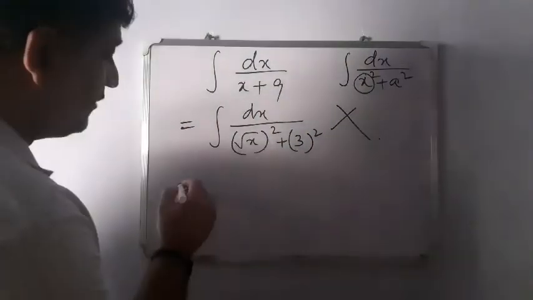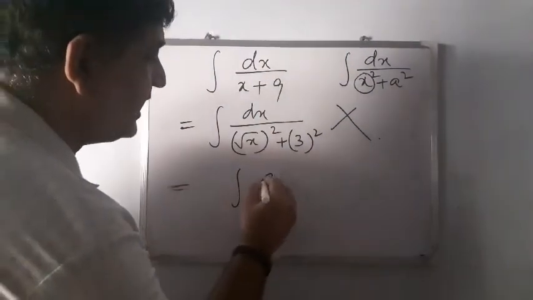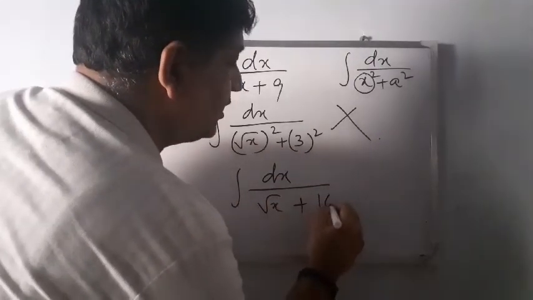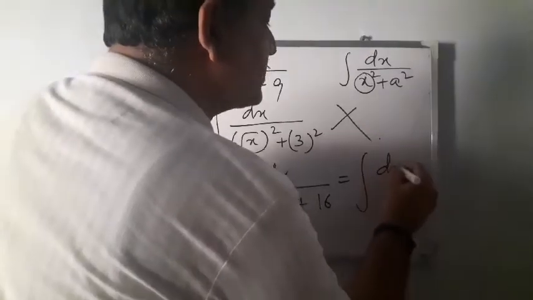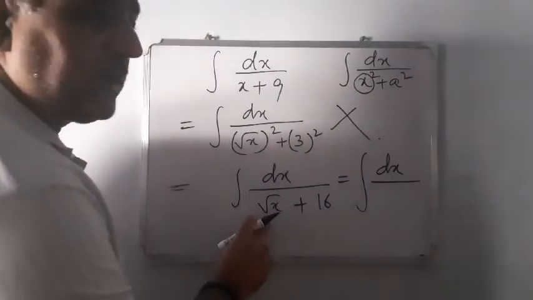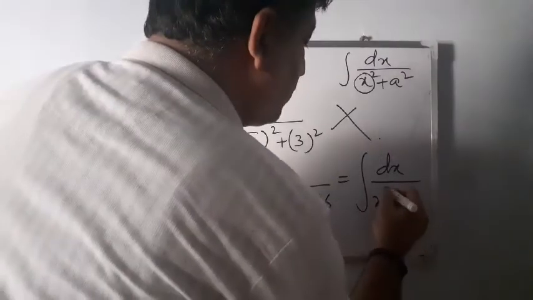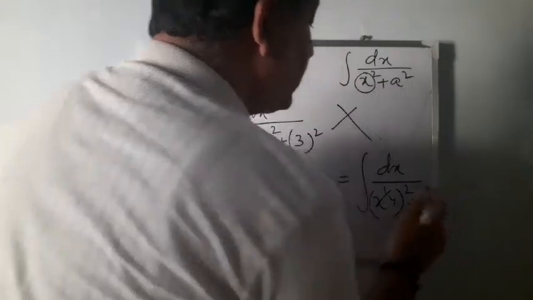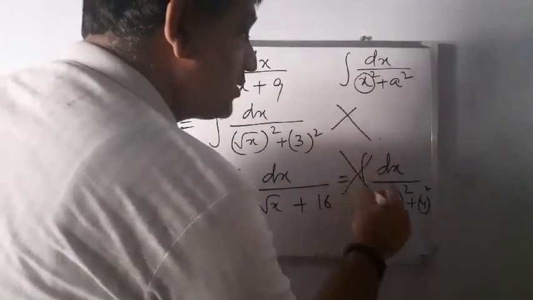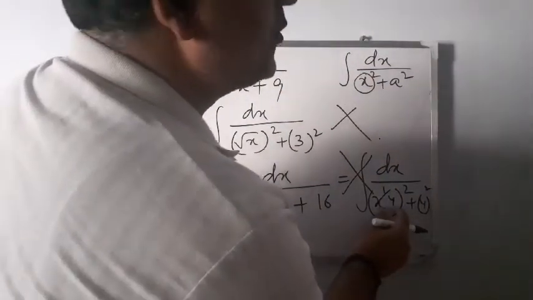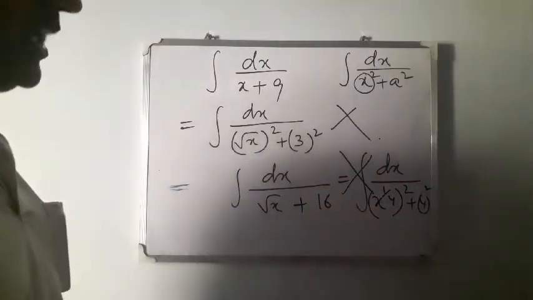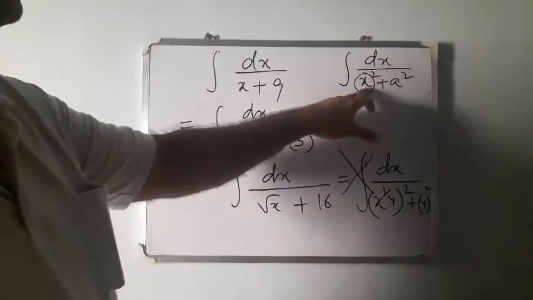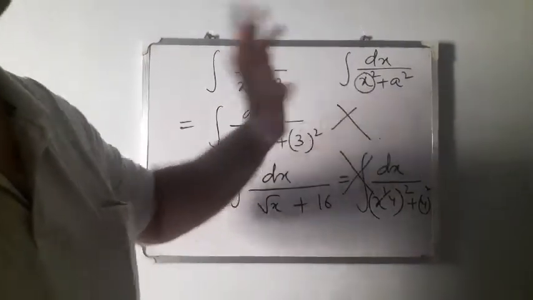Say if we have integral dx by root x plus 16, you can write it as integral dx by, say, x power half, so you can write x power 1 by 4 whole square, plus 4 whole square. Now can you apply the formula? No, this is wrong because we should have x here. So remember that whenever you are trying to apply the formula, you should have x square and nothing other than x should be here.